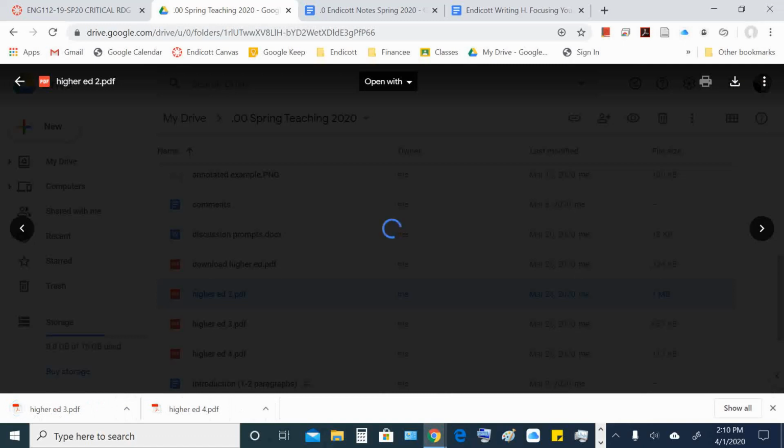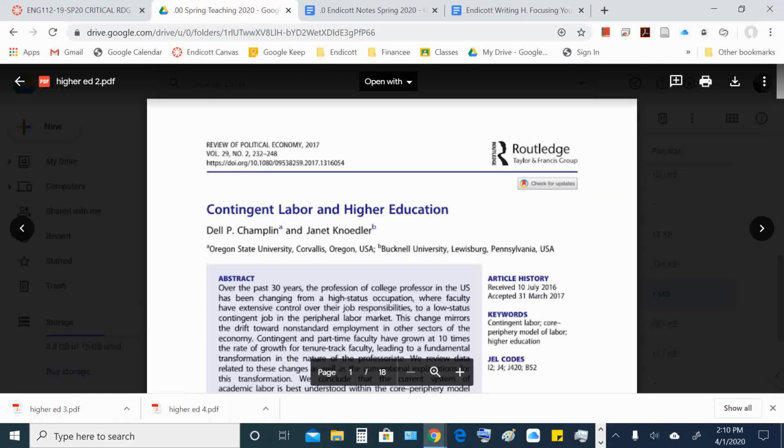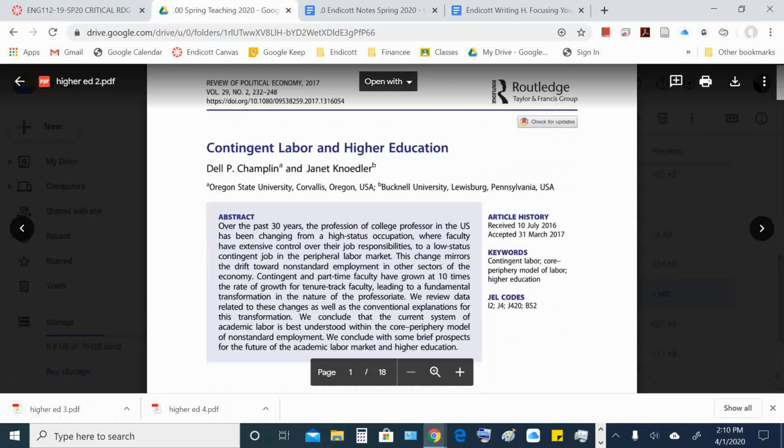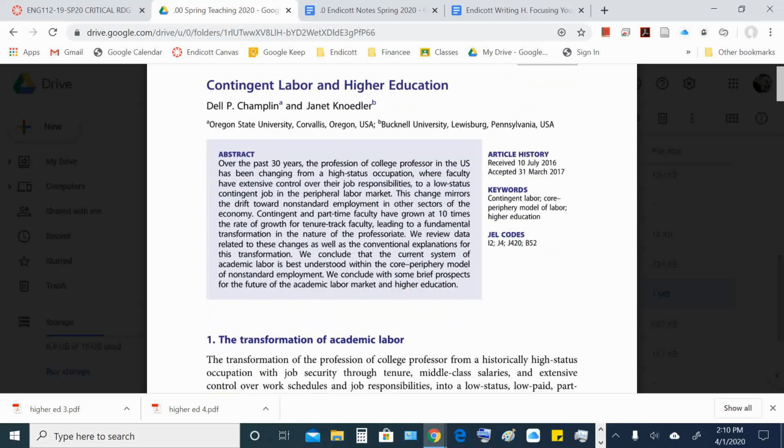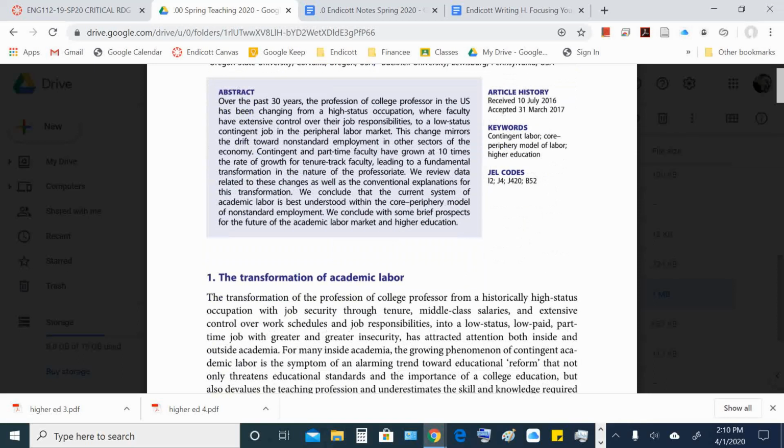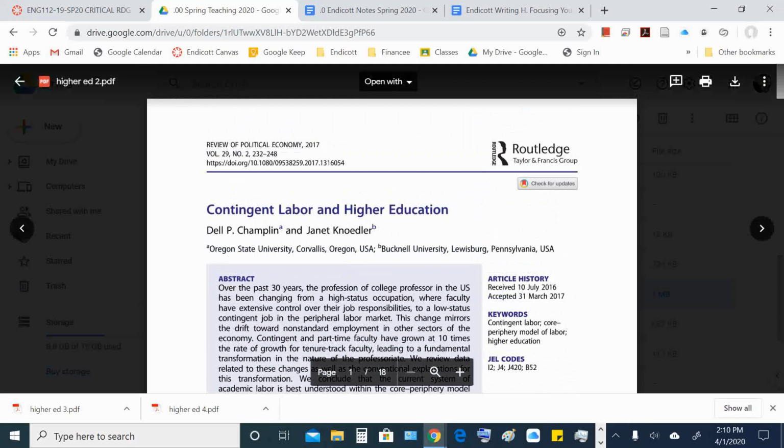So if this is not making sense, please find a way to type or ask me a question. That would be great. Let's see, contingent labor in higher education. Okay, this is more about changing. This is the change from everybody being a full-time faculty professor to many part-time. So that's going to be mostly useful for me when I talk about the changes.